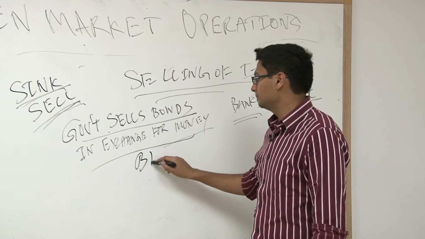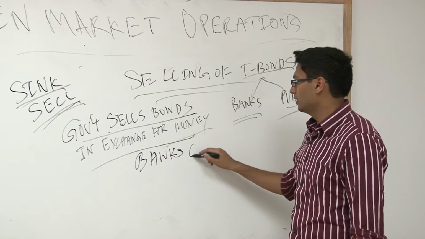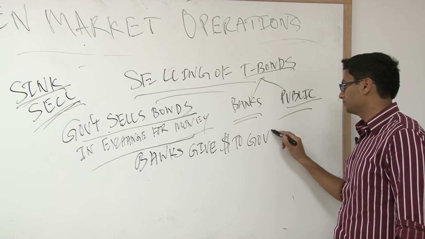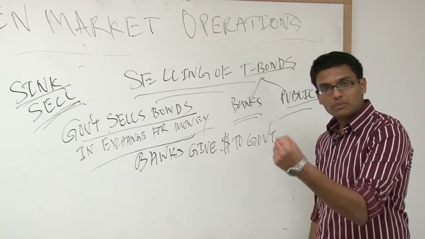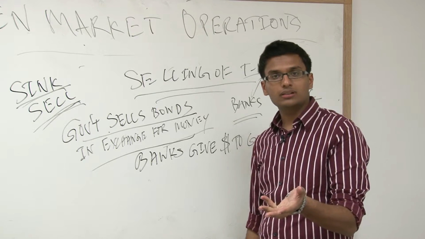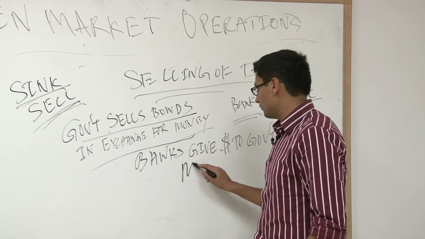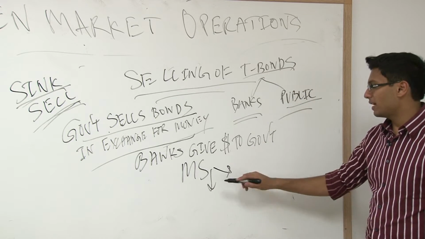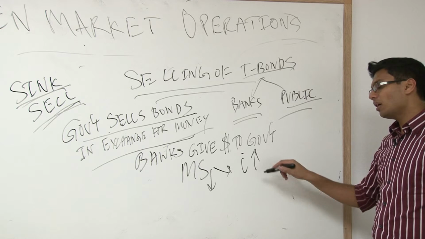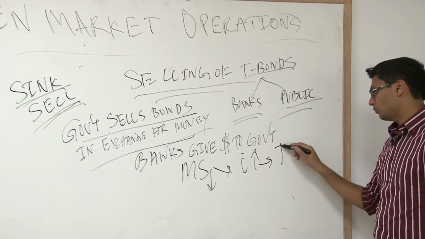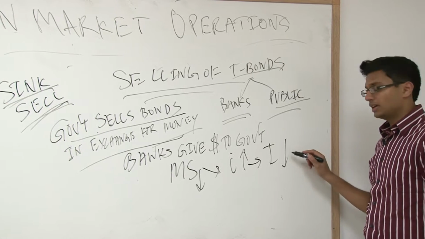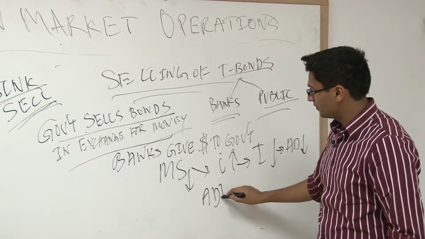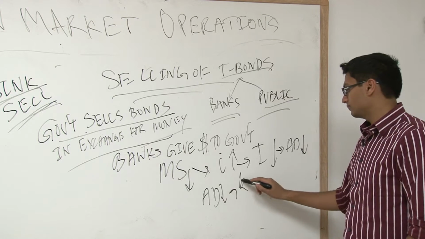So banks give money to the government. So the money market, in essence, loses funds to the government. It loses funds. So what does that cause? Well, that causes the money supply to decrease. Let's talk about it one more time. If money supply decreases, interest rates go up. Interest rates go up, so investment goes down. Investment goes down, AD goes down. If AD goes down, your RGDP goes down.